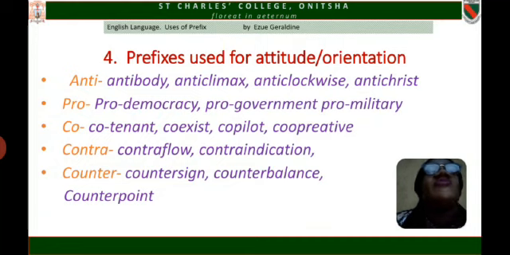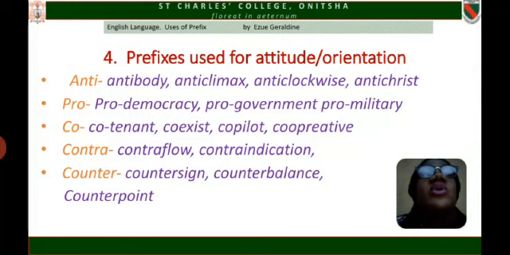Then we have pro-democracy. If you're for democracy, you are promoting democracy. Pro-government, pro-military. You have the orientation to support democracy, support the government, support the military.